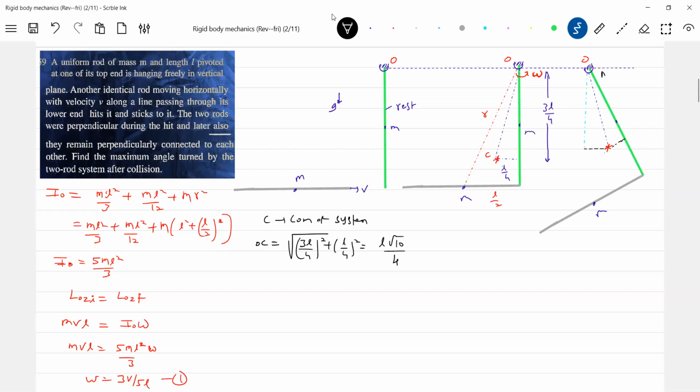What can be this distance? It will still be 3L by 4 only. So we will indicate it as point P. This is A, I will write it. This is what our center of mass, no? OC. Already we know OC.